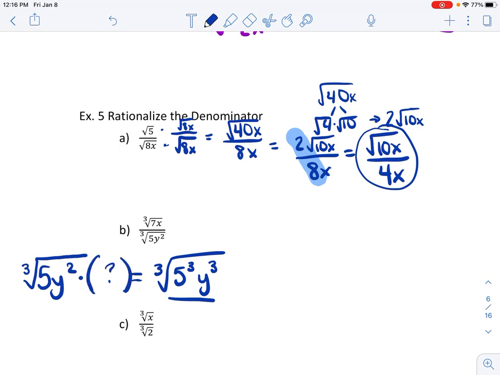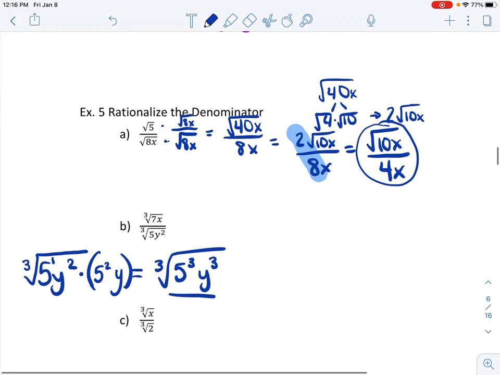So I need a question mark thing in there. Basically, we have 5 to the first power now. We need a 5 to the second power. And we have a y to the second power right now. We need to multiply by another y to be able to rationalize the denominator.